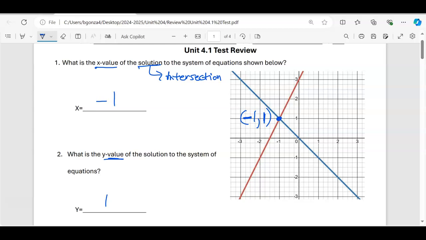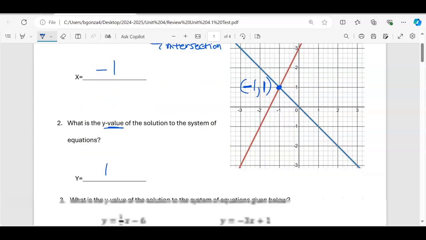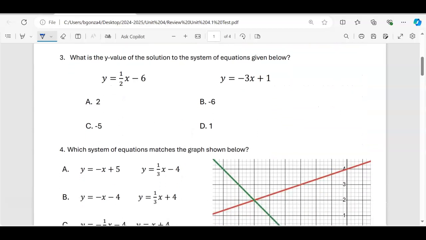So again, sometimes they're only going to ask you for the x or the y value. You got to make sure you have the right one. Be careful. What is the value of the solution? Now, whenever they're both y equals, you can graph in Desmos. Okay, y equals means Desmos.